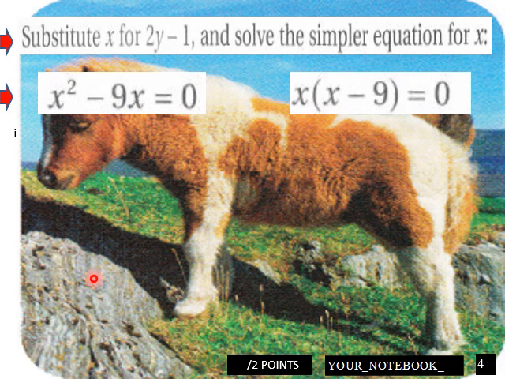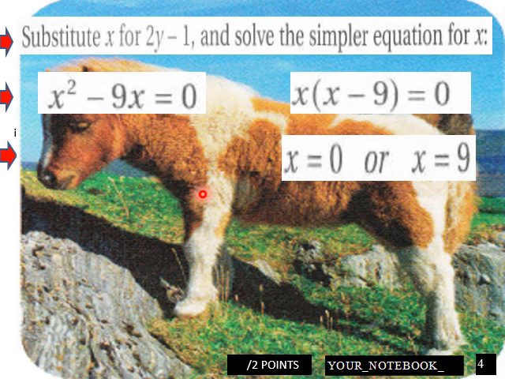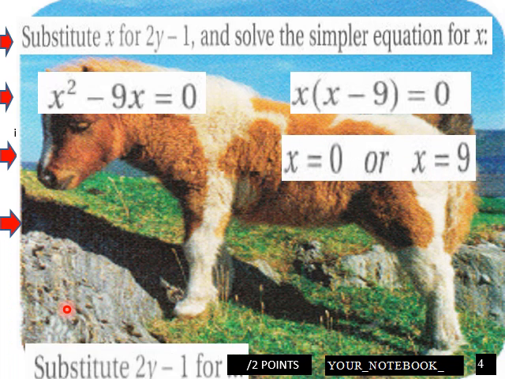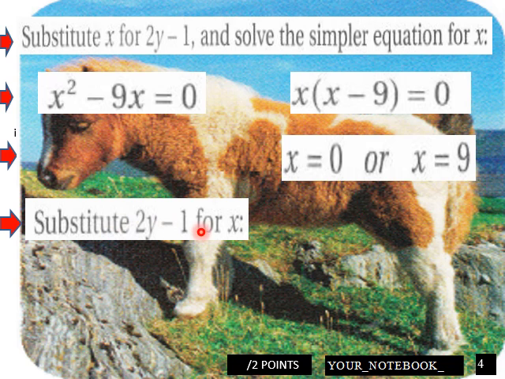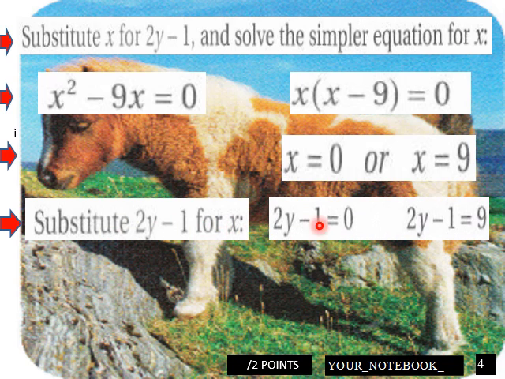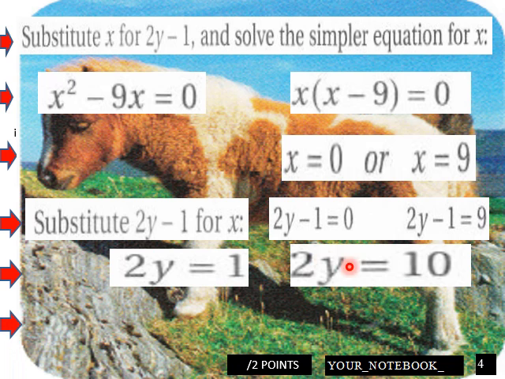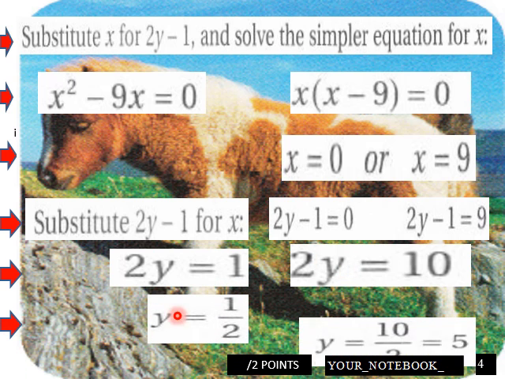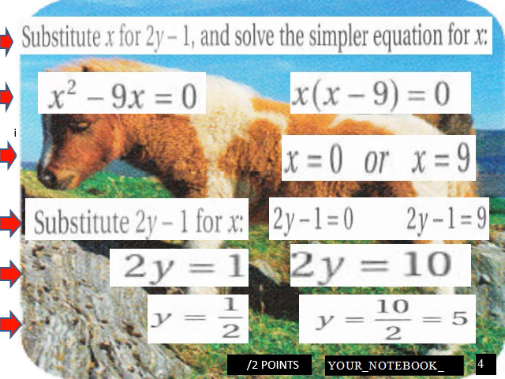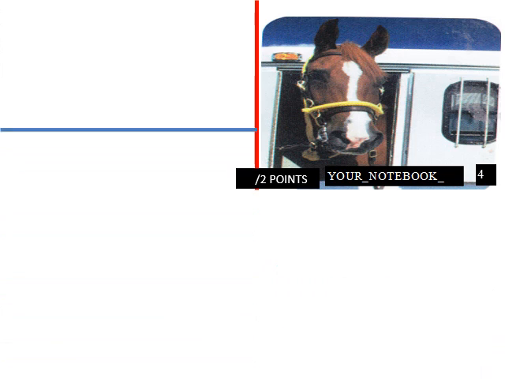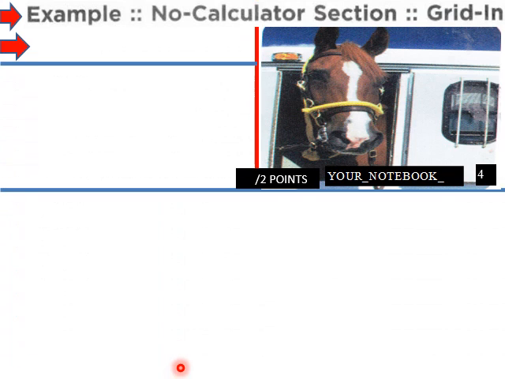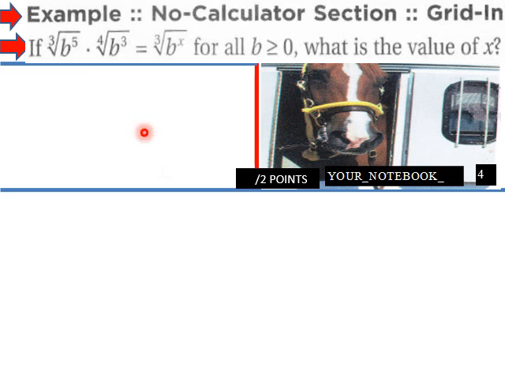x squared minus 9x equals 0. Then we have x times x minus 9, so x equals 0 or x equals 9. Substitute 2y minus 1 for x. Then 2y minus 1 equals 0, or 2y minus 1 equals 9. 2y equals 1, or 2y equals 10. y equals 1/2 or y equals 5. So just being familiar with patterns of factoring will help you.